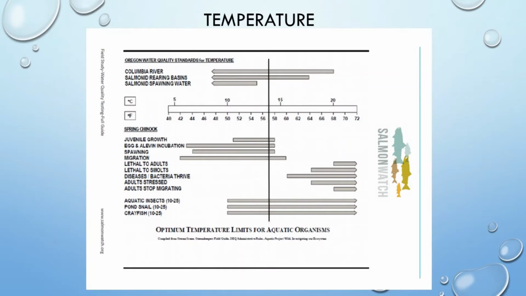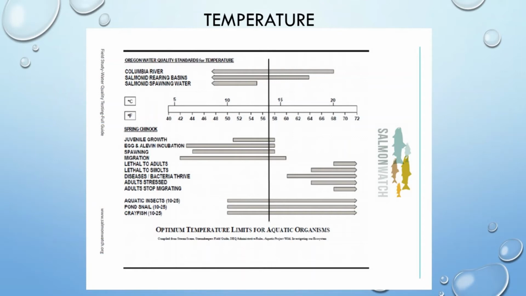Now we're going to take a look at a graph provided by a great organization called World Salmon Watch. There is a temperature gauge there in the middle. I put a black line through the temperature that we measured. So the way this graph works is everything that crosses the black line means that they can live in those kinds of conditions. So this line crosses juvenile salmon growth, egg and alevin incubation, salmon spawning, and salmon migration.